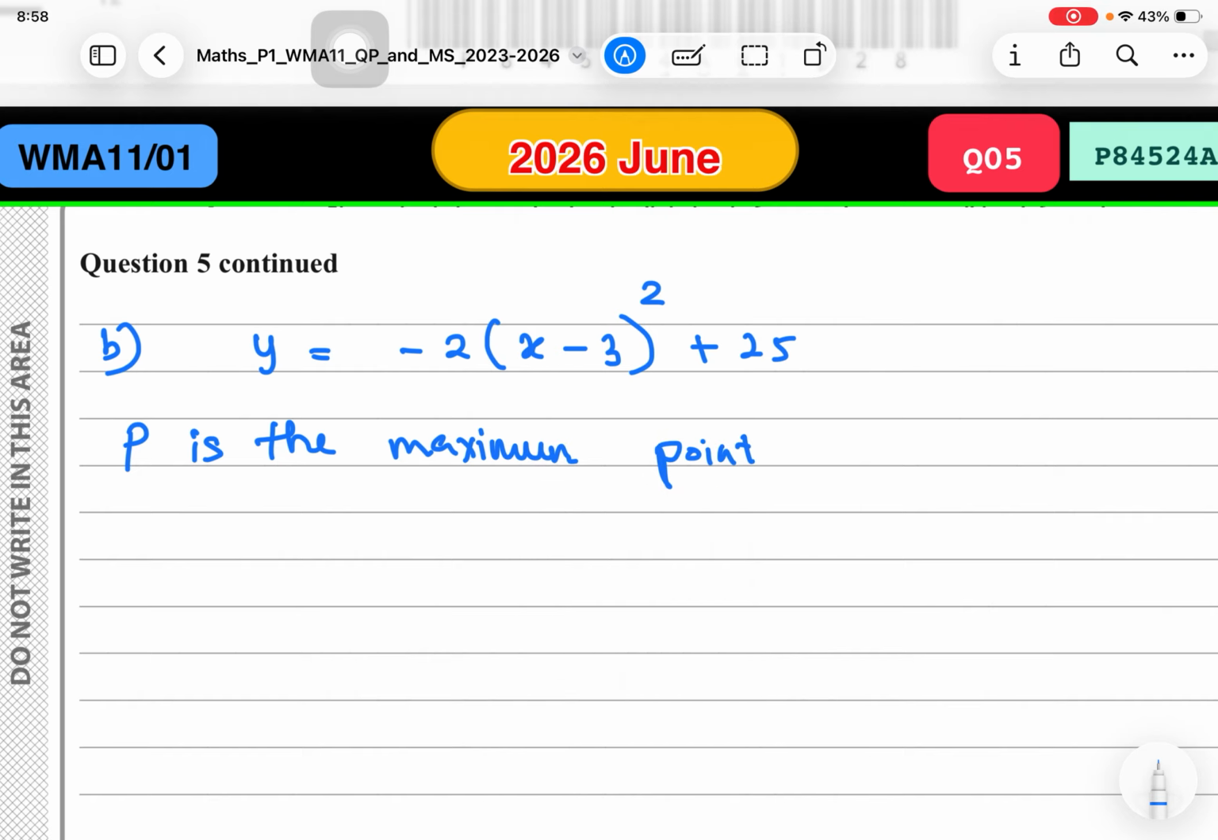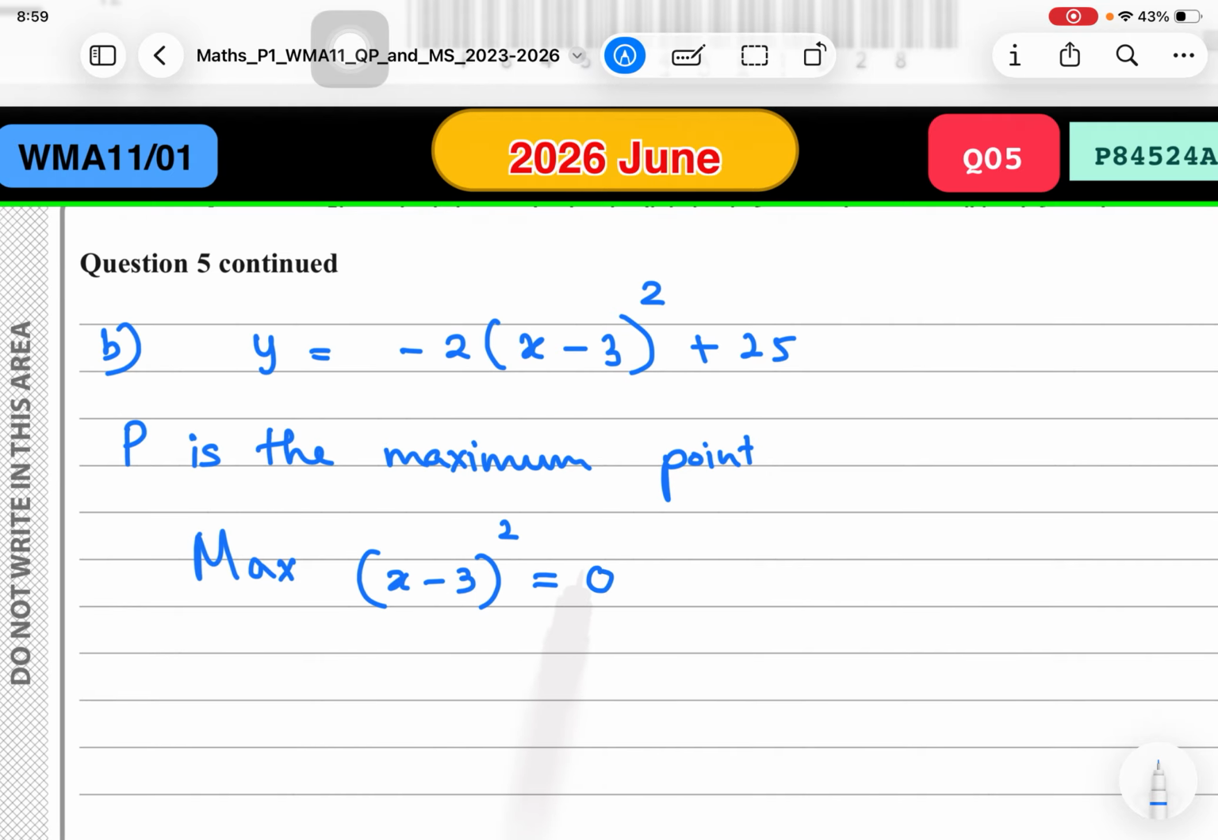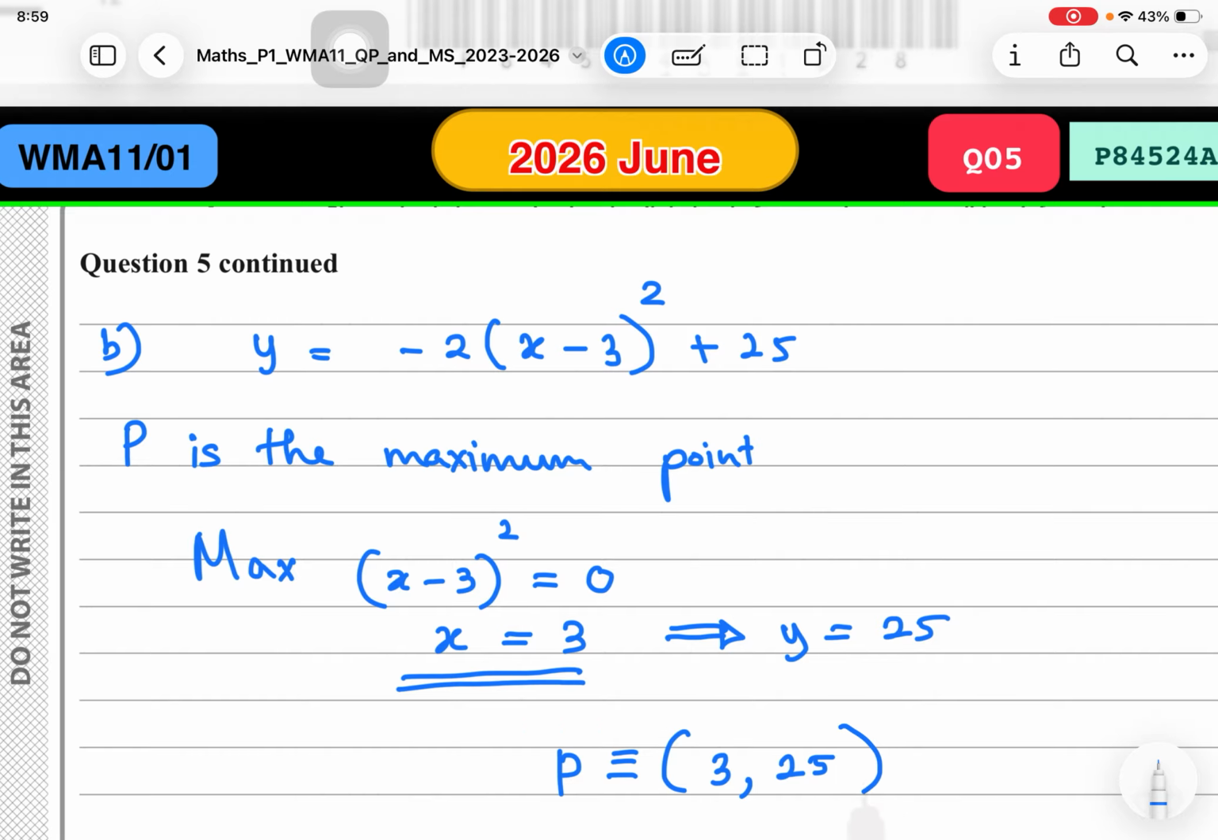Since P is the maximum point, and since this is a negative value, the maximum will occur when x minus 3 whole thing squared is 0, which means x is going to be 3. Only when x equals 3 are we going to get that. When this side is 0, y is going to be 25. So that gives us the P coordinates, which is 3, 25.